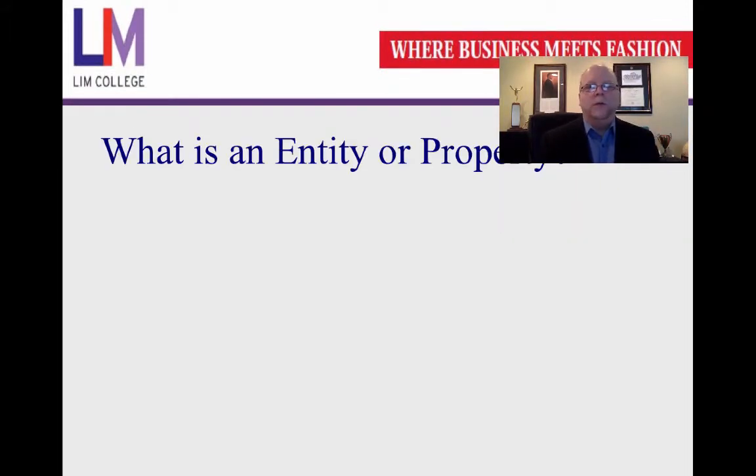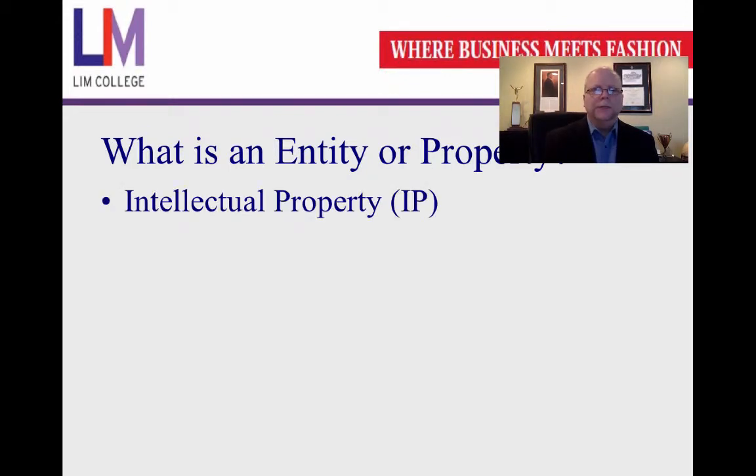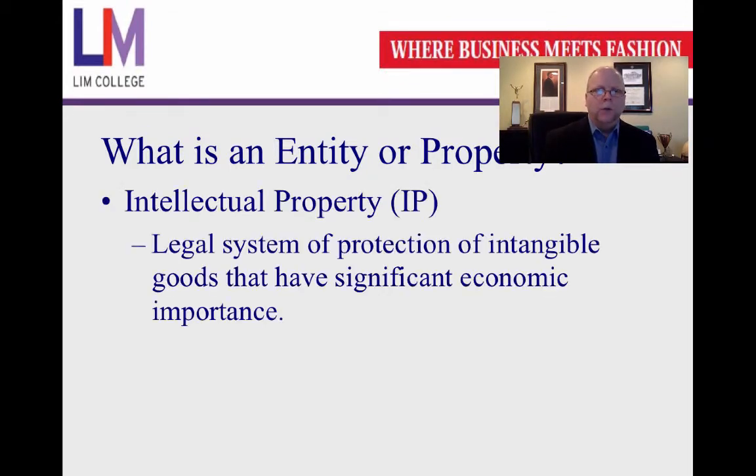But we talked about entities or property. What is meant by the term entity or property? What does that mean? Usually it means intellectual property, or a legal system that protects intangible goods that have a significant economic importance. Okay? So entity or property usually means some form of intellectual property, or a legal system of protection of intangible goods that have a significant economic importance.